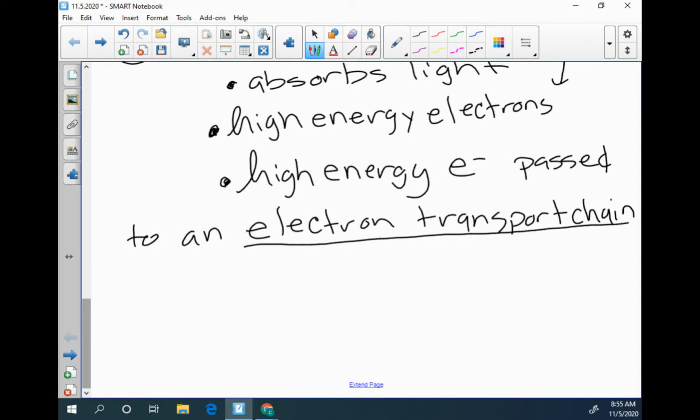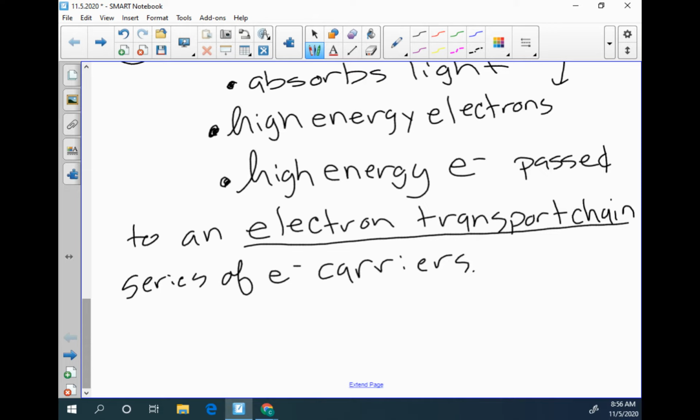An electron transport chain is a series of electron carriers. And we'll get more into that in step 2. So far in the light reactions, we hit photosystem 2, it absorbs light. We now have high energy electrons. Those high energy electrons are passed to electron carriers.